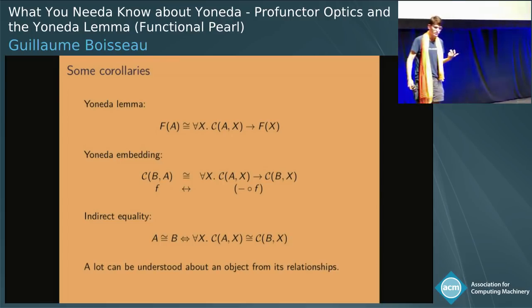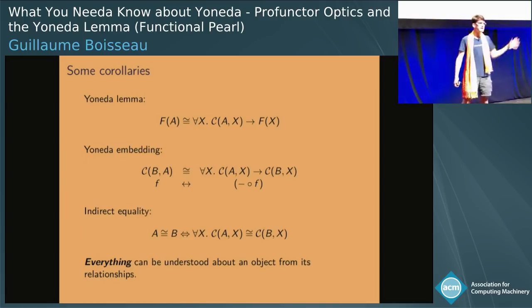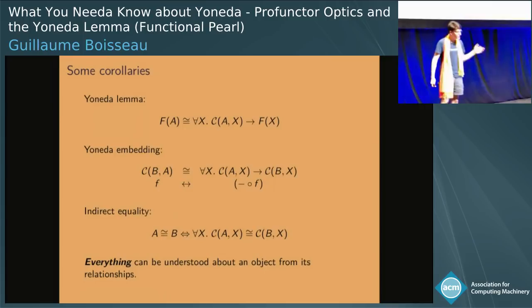A lot can be understood about an object from its relationships. Everything can be understood about an object from its relationships. And this is exactly what this formula says. So this is basically an overview of the Yoneda lemma and the underlying philosophy of it, if you wish.